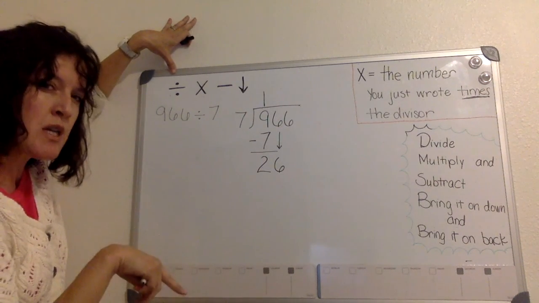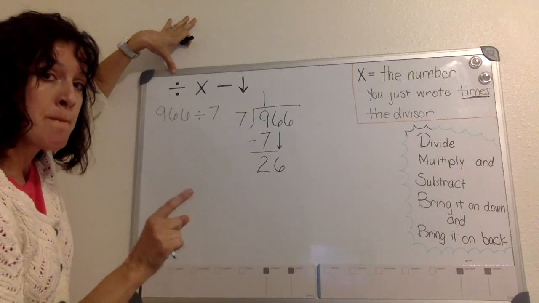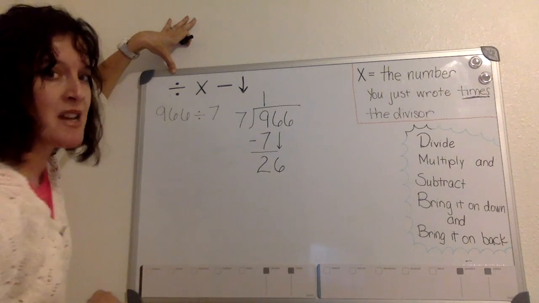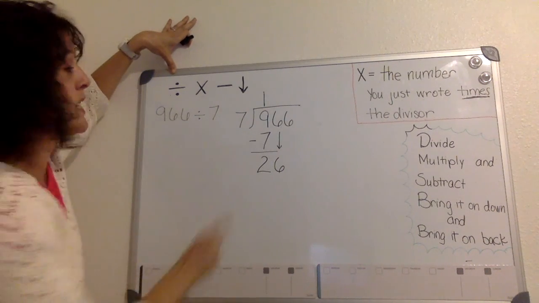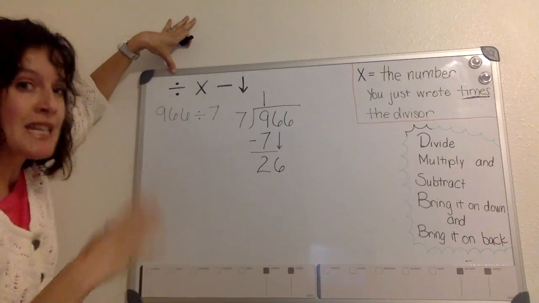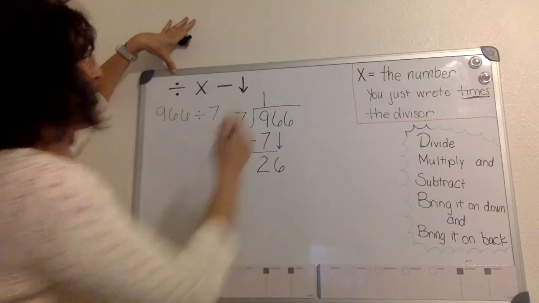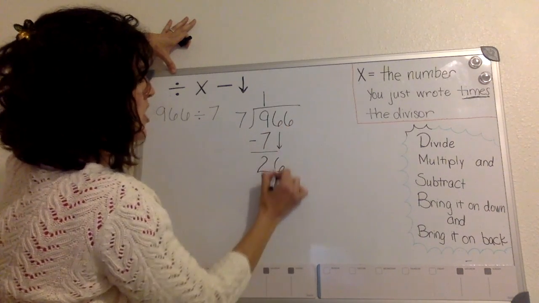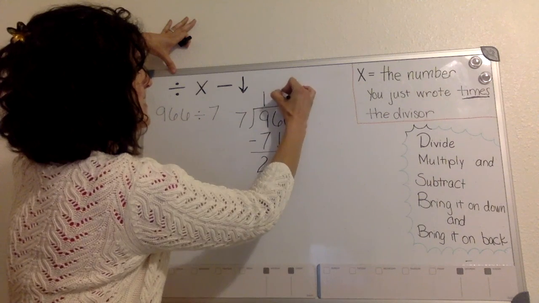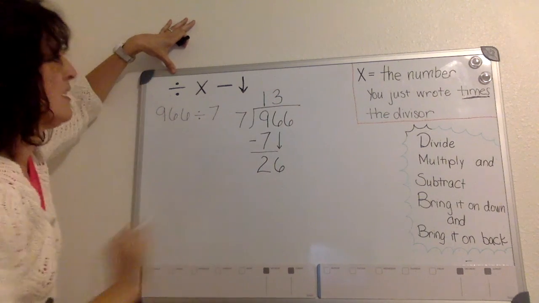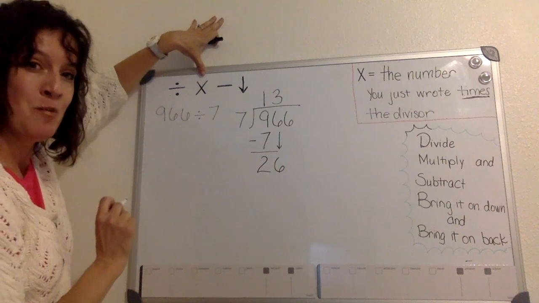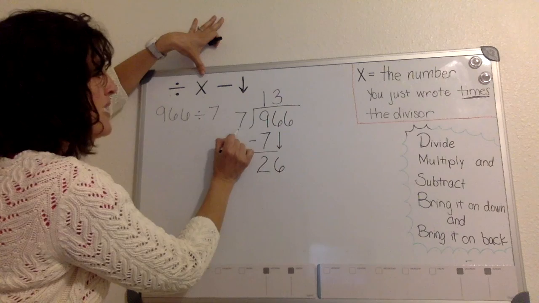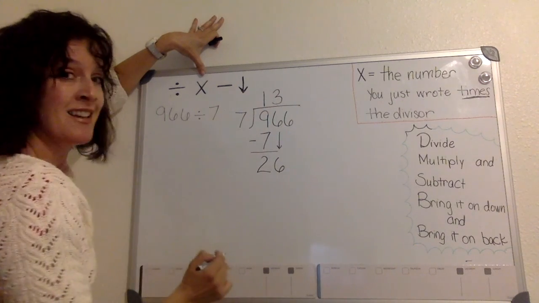7 times 3 is 21. 7 times 4 is 28. That's too much. Let's go back to the 7 times 3. So 26 divided by 7 is 3 with a remainder. I'm going to put my 3 right above my first 6 because that's the number that I brought down. Okay. Multiply. I just wrote my 3. I'm going to multiply it by my divisor. 3 times 7 is 21.